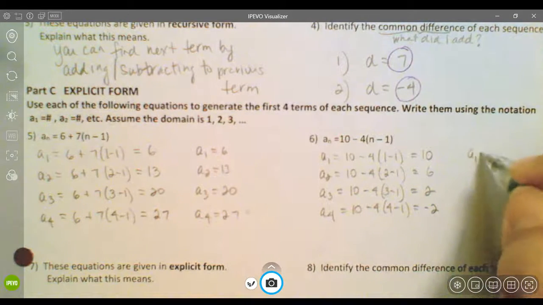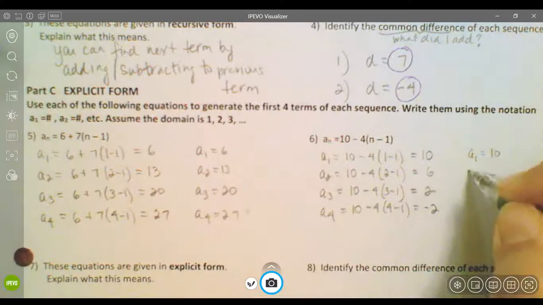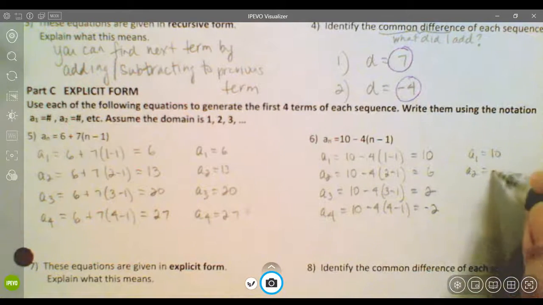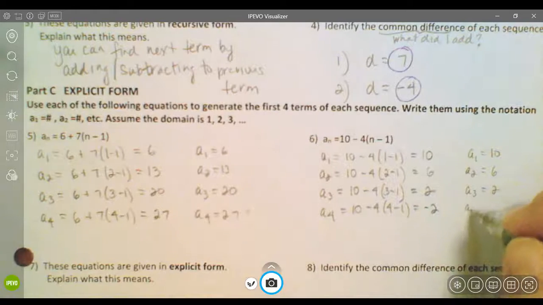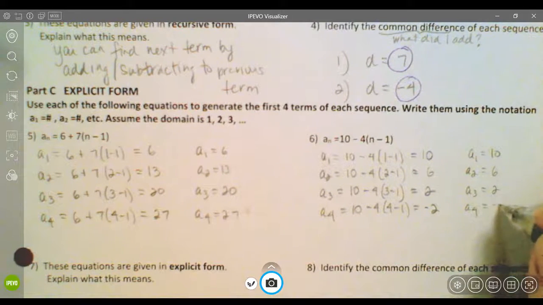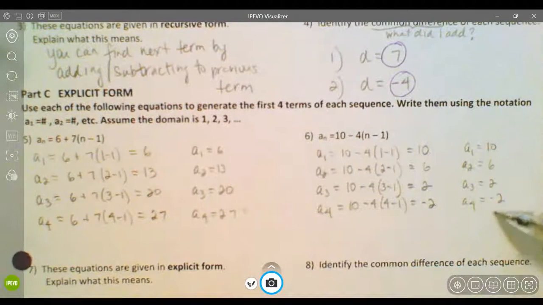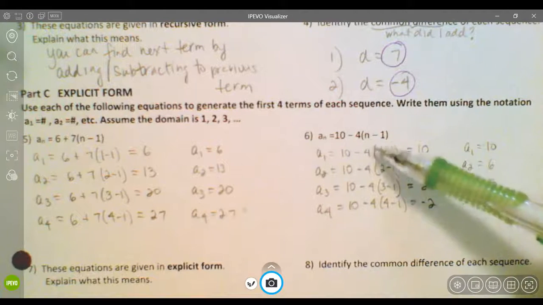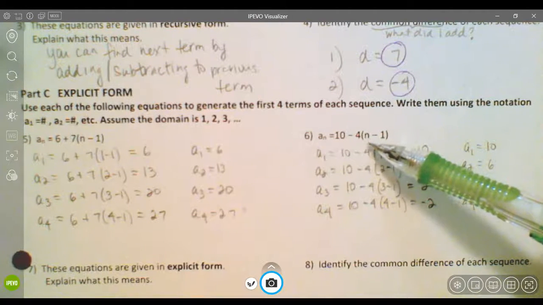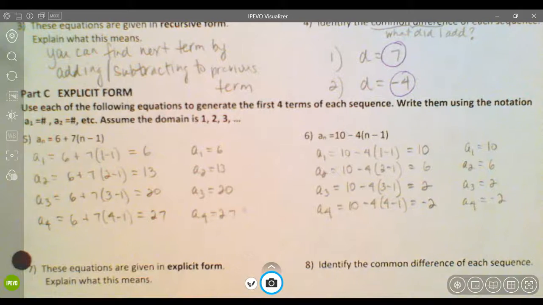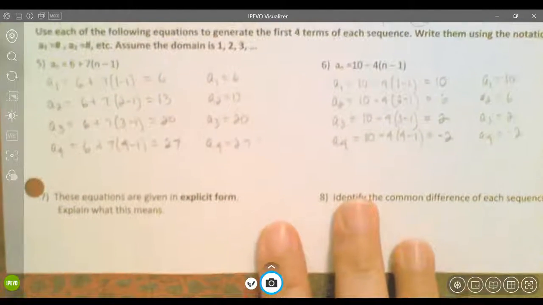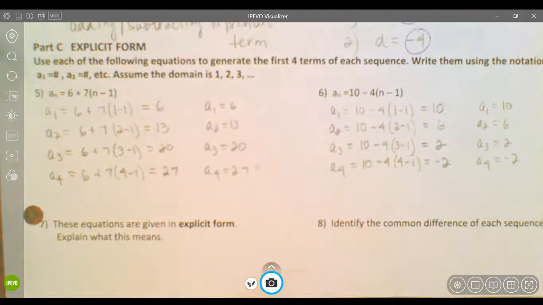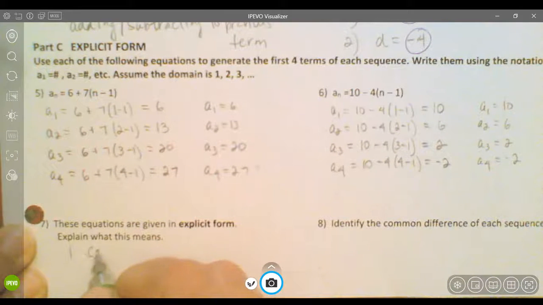So again, I have the same sequence that I did previously, but previously you saw the recursive form, and now you are seeing the explicit form. So recursive says I can always find the next one. Explicit says I can find any one. So these expressions are given in explicit form. What does this mean? I can find any term.